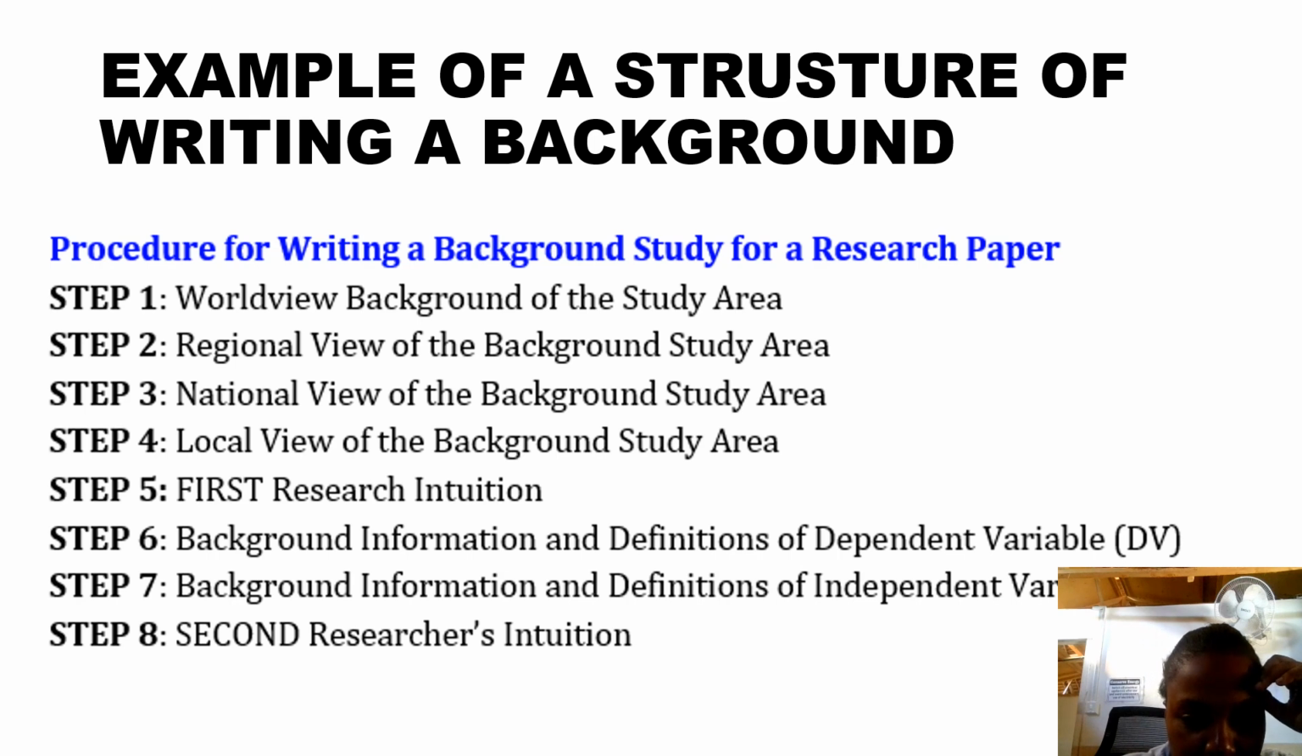Step 5, first research intuition. Now you write your information there. Step 6, background information and definitions of the dependent variable. So you have to know in your research what are the dependent variables, what are the independent variables. So you should define them in step 6 and 7. Then the last step now, you write your thinking there.